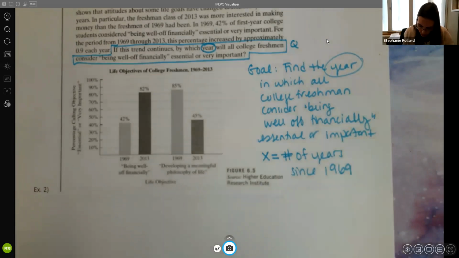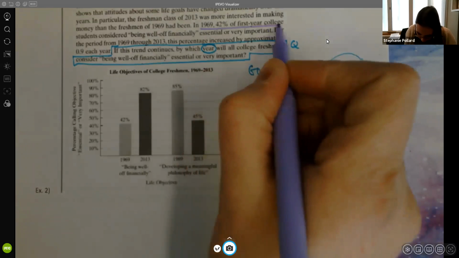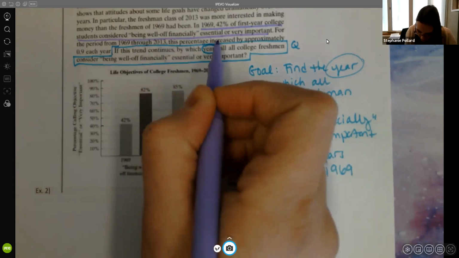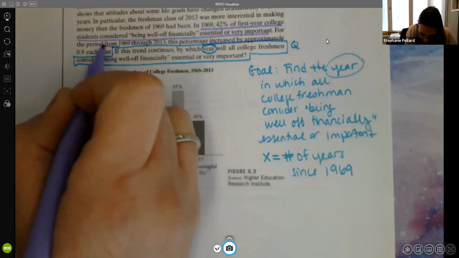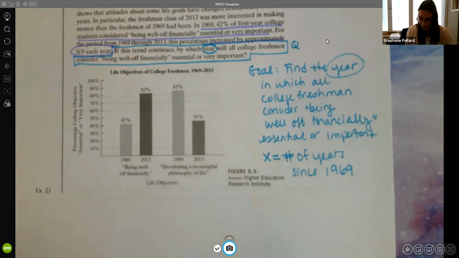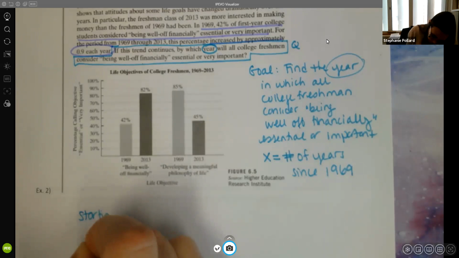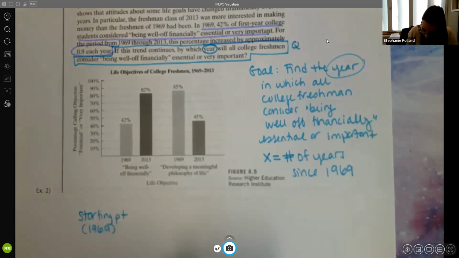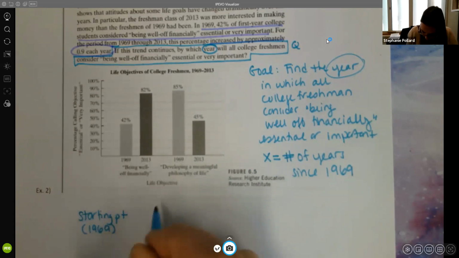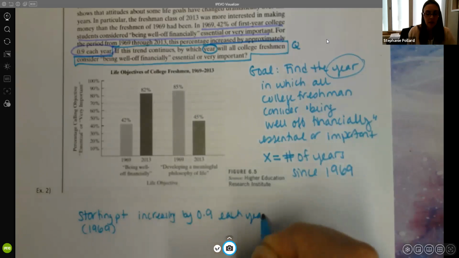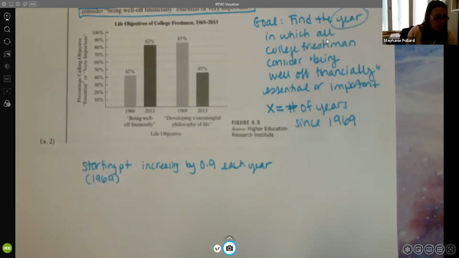Okay. I also know that in 1969, 42% of first-year college students considered being well off financially essential or very important. And then after that, this percentage increased by approximately 0.9% each year. So let's think about what's going on here. We have our starting point, which in this case is 1969. And then we know that the percent is increasing by 0.9 each year. So our starting point here is at 42%.